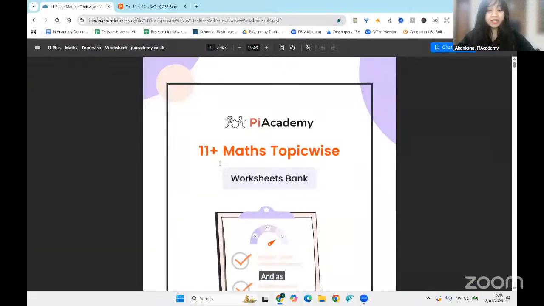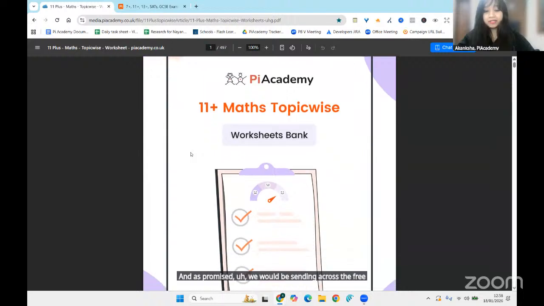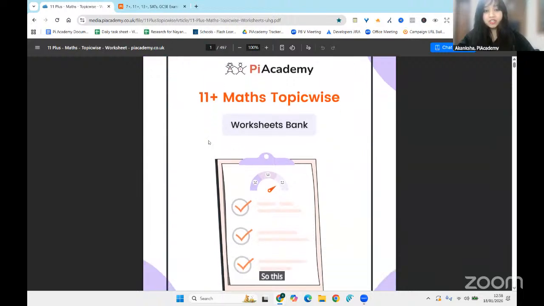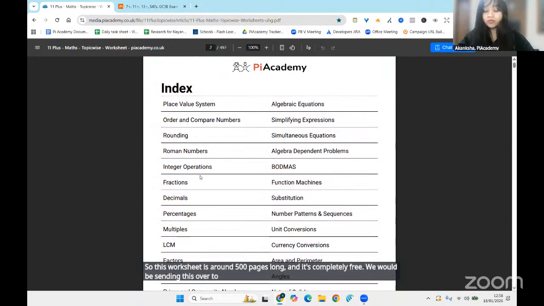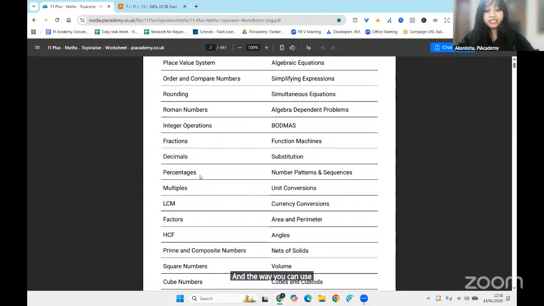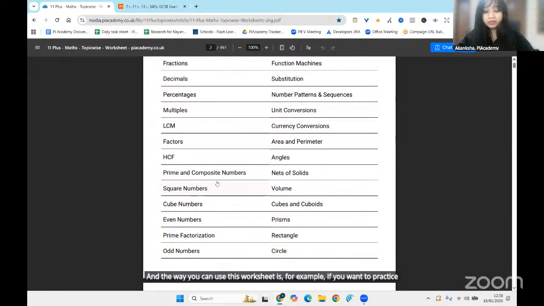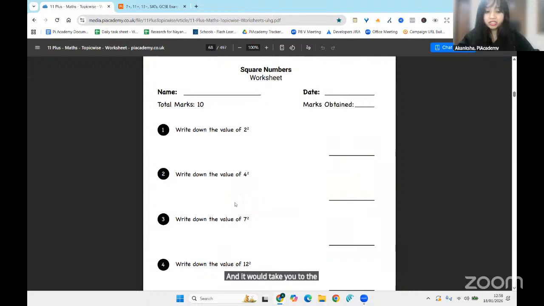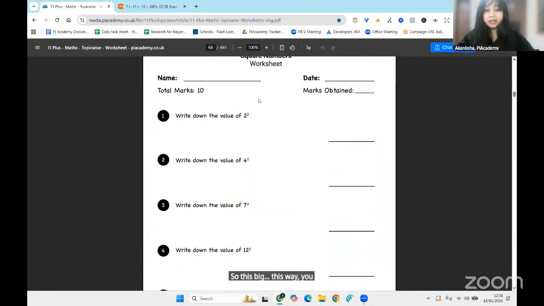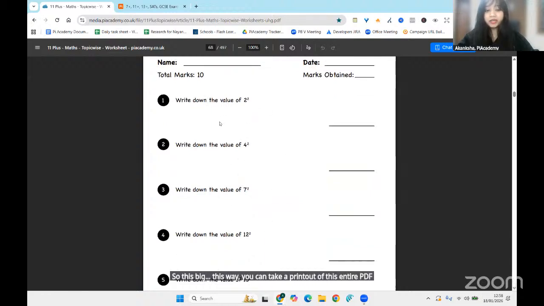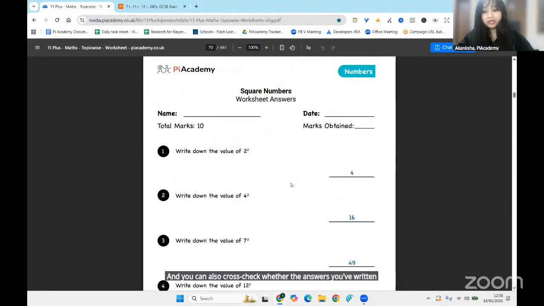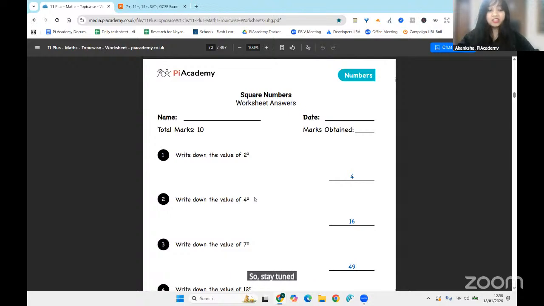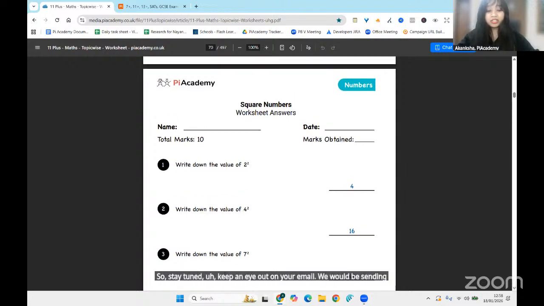And as promised, we would be sending across the free 11 plus maths topic-wise worksheet. This worksheet is around 500 pages long and it's completely free. We would be sending this over to you over email. And the way you can use this worksheet is, for example, if you want to practice square numbers, you can just click on the topic square numbers and it would take you to the square numbers worksheet. So this way you can take a printout of this entire PDF file, you can practice the questions, and you can also cross-check whether the answers you've written are correct or incorrect. So stay tuned. Keep an eye out on your email. We would be sending this worksheet across to you.